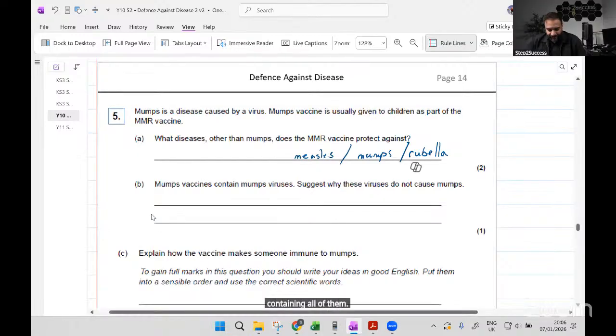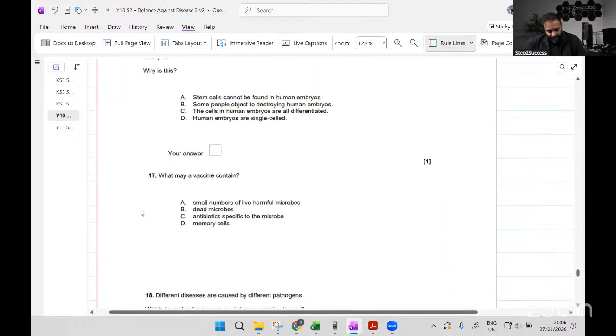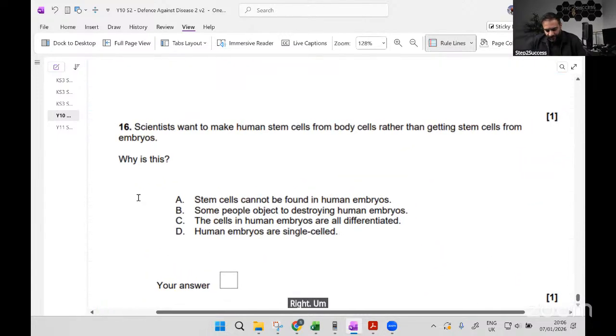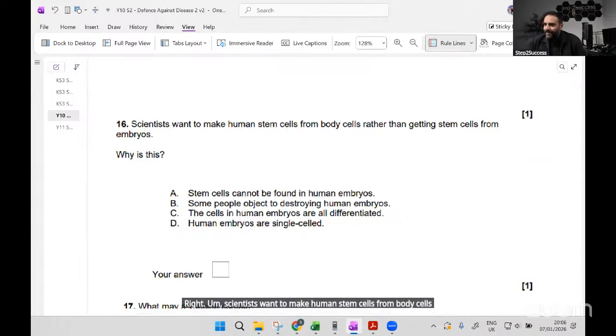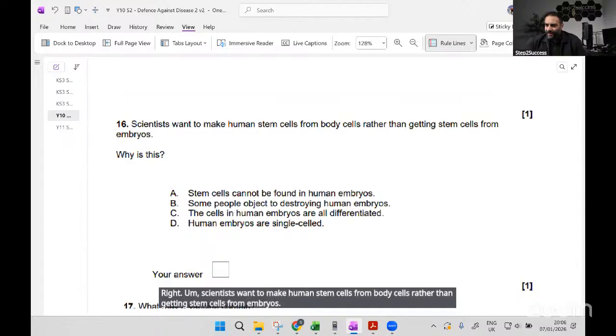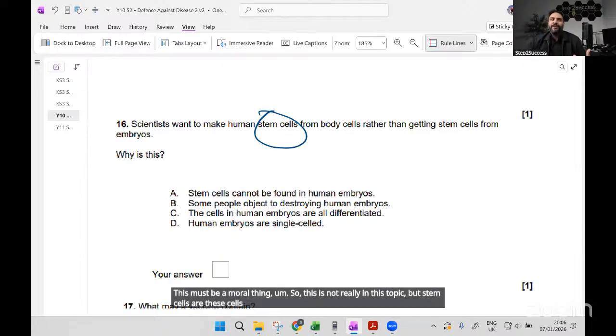16 in the back. Let's have a look at that. Scientists want to make human stem cells from body cells rather than getting stem cells from embryos. This must be a moral thing. So this is not really in this topic, but stem cells are cells that are special in that they can turn into any other type of cell.